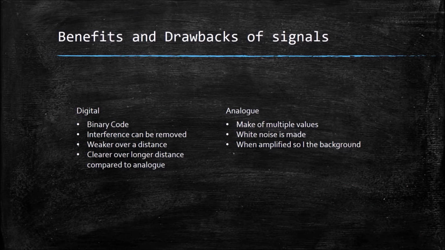Digital signals are binary, that means they're formed as zeros and ones, and this means interference can be removed easily. Both of them are weaker over distance, but digital can be clear over distance as the interference is less. Analog makes multiple values, so this can range from 0 up to 12, or it can be anywhere in between. And when it's amplified, there's lots of white noise in the background.